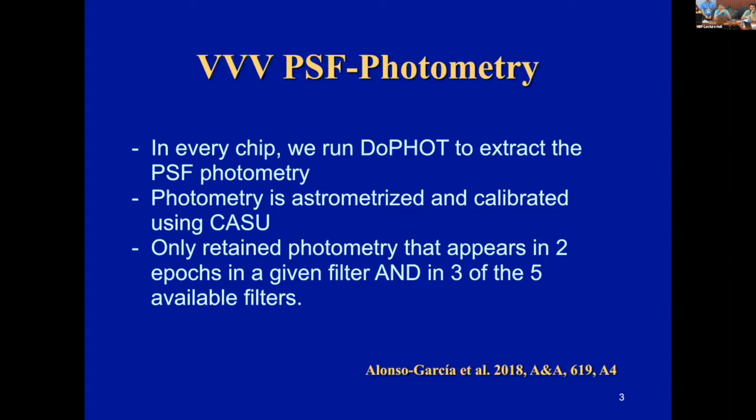I should mention also that we ran the photometry in at least 2 epochs per filter for all the different fields. And in the end, we only retain photometry that appears in 2 epochs in a given filter and in 3 of the 5 available filters, just to be sure that our sources were real sources, that there were no spurious detections, and that our photometry was good.